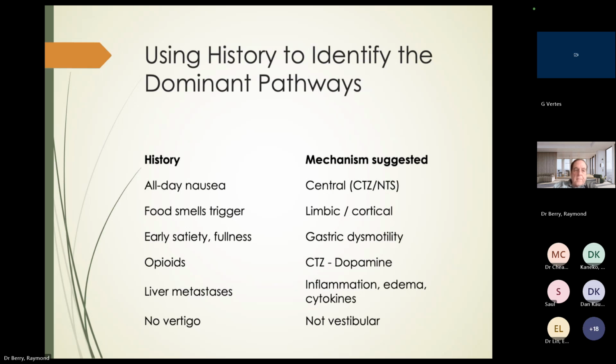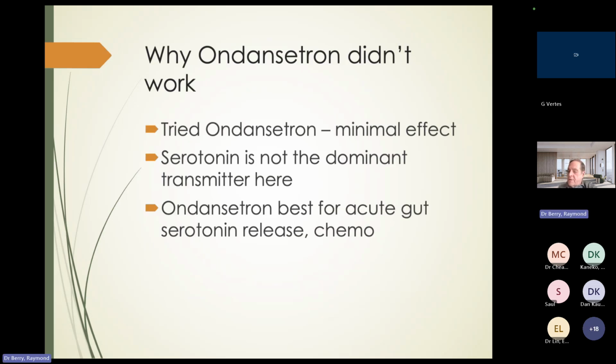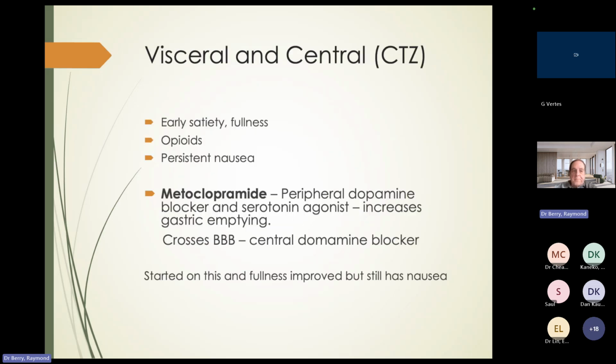So why didn't ondansetron work? Of course, we know this. He tried ondansetron. We reviewed this a fair bit. Serotonin is not the dominant transmitter here. And ondansetron is best for acute gut serotonin release, chemo. So the failure of this actually helps guide you that this is not what's going on, and it guides you towards the chemoreceptor trigger zone. So if serotonin is not the main signal, blocking it won't have any effect. So we want to target the chemoreceptor trigger zone with a dopamine blocker.